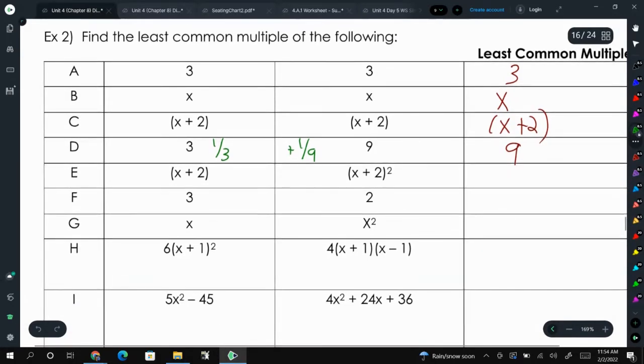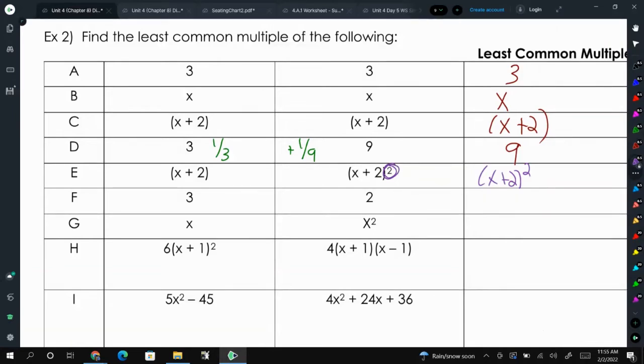Now the second one, letter E here, we have x plus 2 and then x plus 2 to the second power. Now when we have something like this, whatever the highest exponent is, or highest degree, that one wins. So what I mean by that is my least common multiple is going to be x plus 2, but squared, because that is my biggest exponent here.